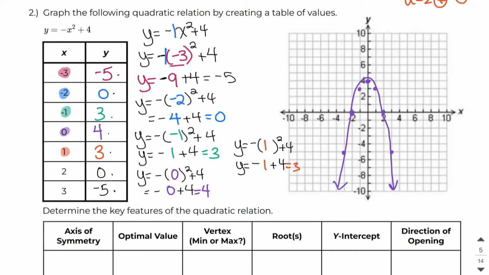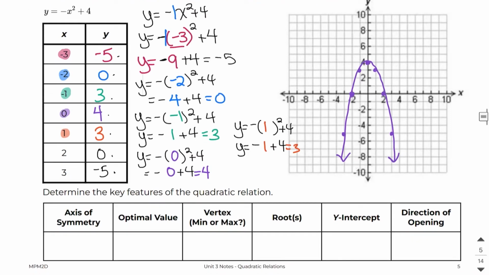So sometimes your parabolas will be right side up with the opening on top. Sometimes your parabolas will be upside down with the opening on the bottom. Here, this time our axis of symmetry is right down the middle. So we're going to say here that our axis of symmetry is at x equals 0.